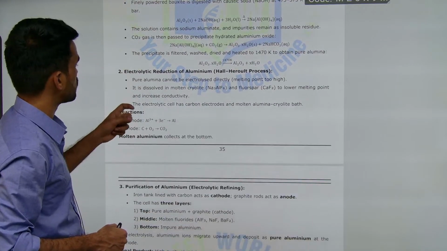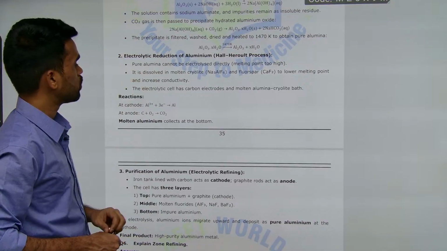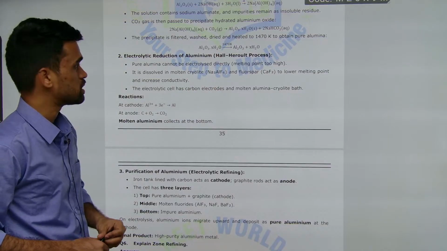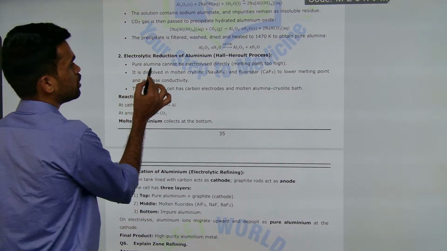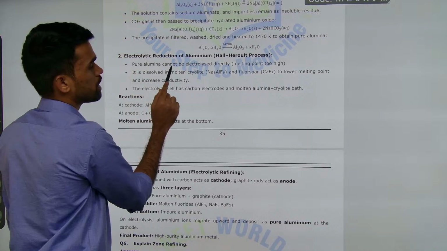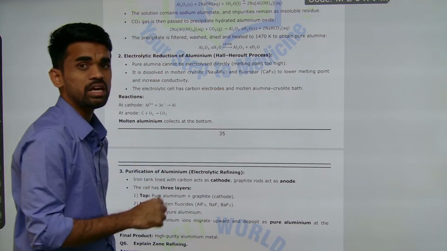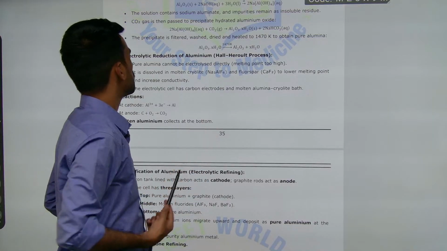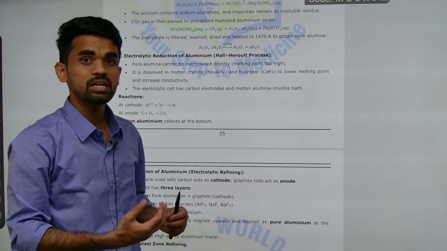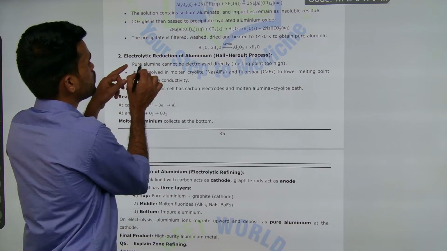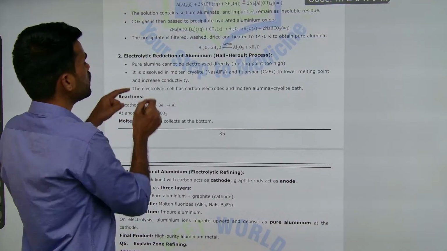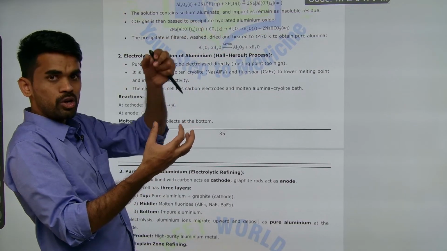The next method here is electrolytic reduction of aluminium by the Hall-Héroult process. What is this process? Pure alumina cannot be electrolyzed directly because it has a very high melting point. During electrolysis the material should be in molten form, a liquid state, and only then can it be electrolyzed. So we need to decrease the melting point of alumina.